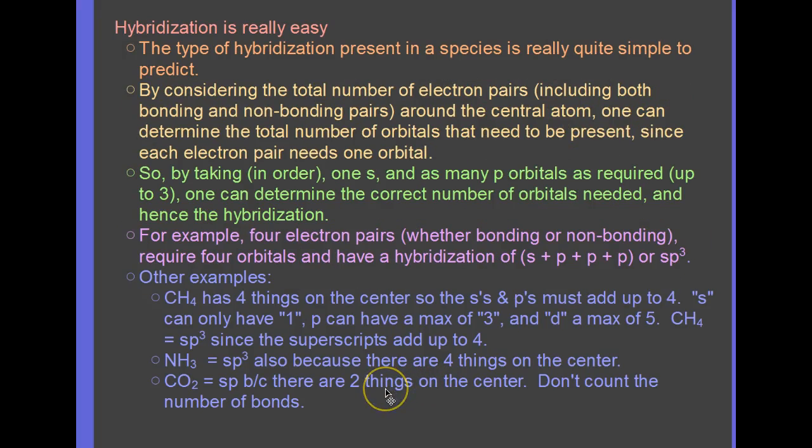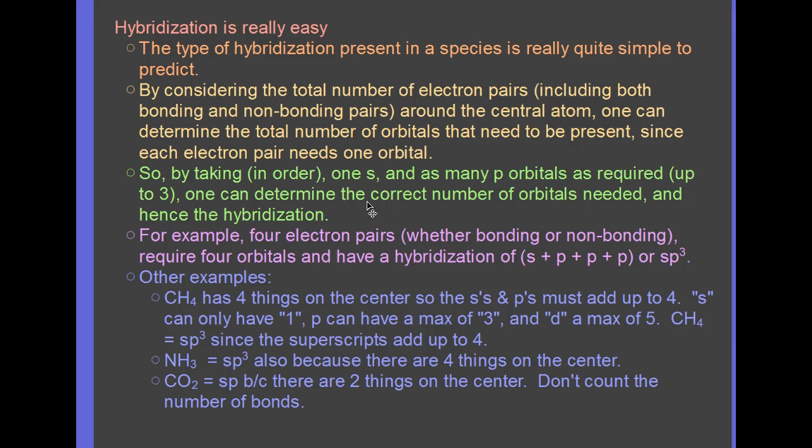Hybridization is really easy. That sounded so complicated on the other slide. The type of hybridization present in a species is really quite simple to predict. By considering the total number of electron pairs, including both bonding and non-bonding pairs, around the central atom, one can determine the total number of orbitals that need to be present, since each electron pair needs 1 orbital.